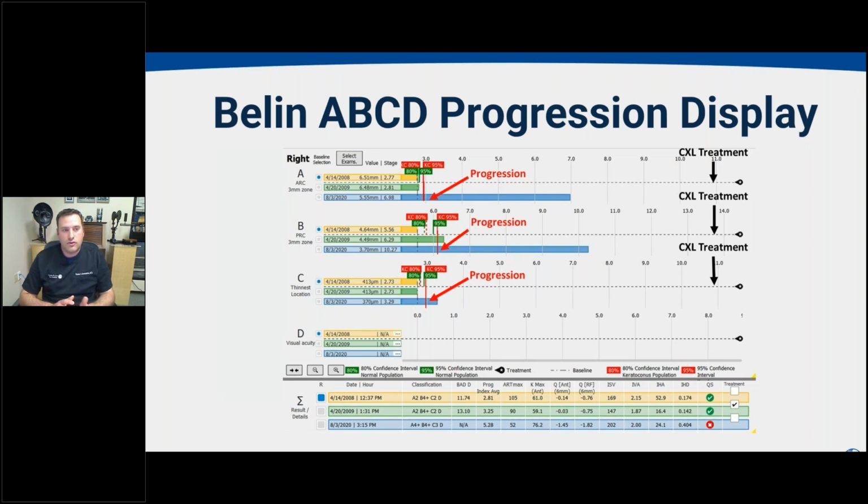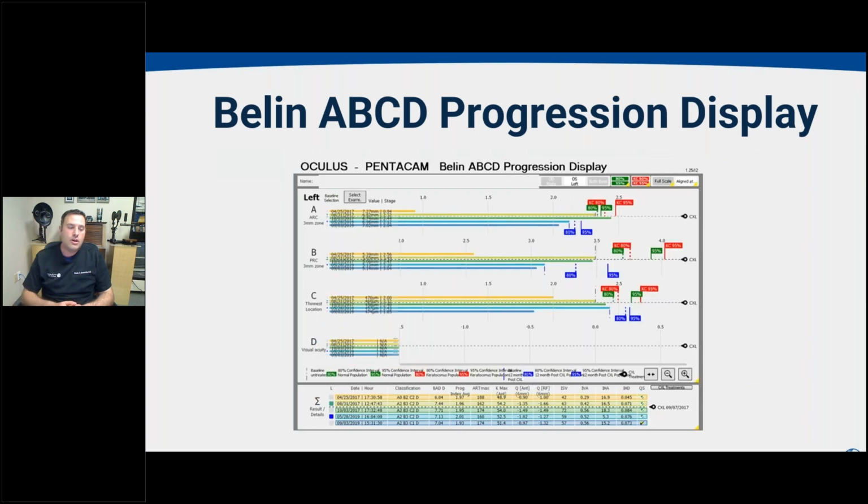Those are confidence intervals, so 80 or 95% confident of progression if you're comparing to a normal population, and 80 to 95% confident of progression compared to a keratoconic population. And the final piece that's been added to this is a post-cross-linking analysis. The blue is a population of patients and corneas that have already been cross-linked. Now you can compare 1 year after cross-linking and every subsequent exam to a post-cross-linking population to see whether or not there is an indicator of progression.